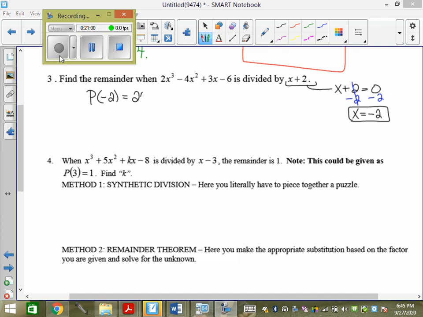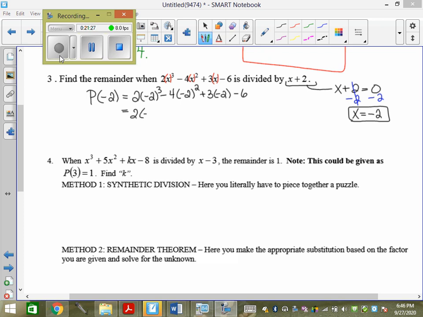So we're going to get 2 times negative 2 cubed, because we're going to sub negative 2 in for every x in the polynomial, minus 4 times negative 2 squared plus 3 times negative 2 minus 6. To reiterate, we're plugging it in for the x's. We're substituting in for the x's. So those x's will all be replaced with negative 2.